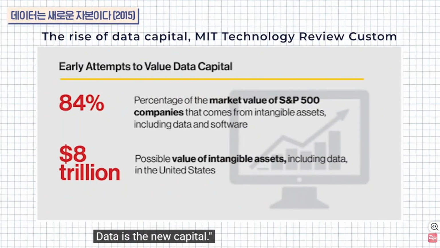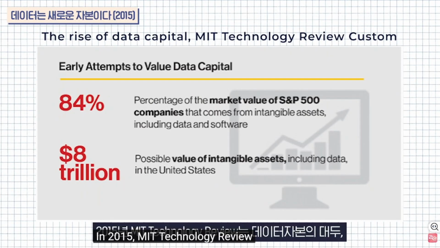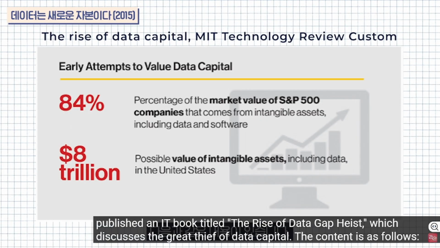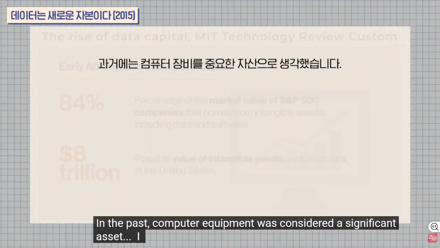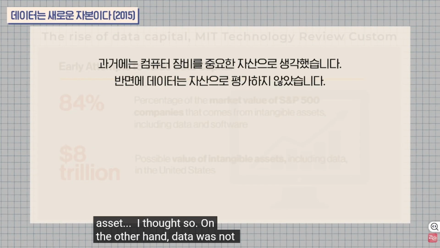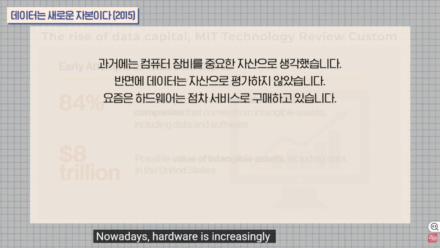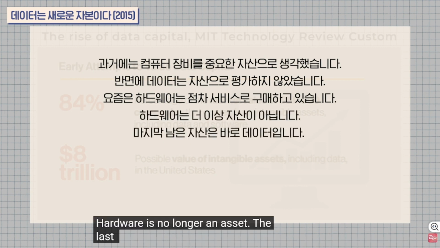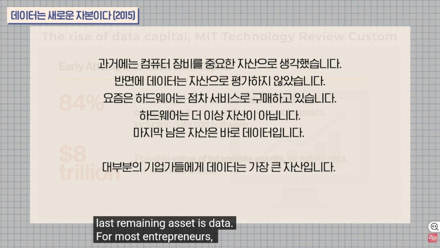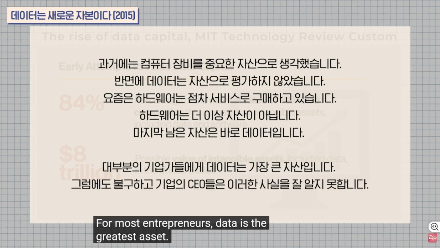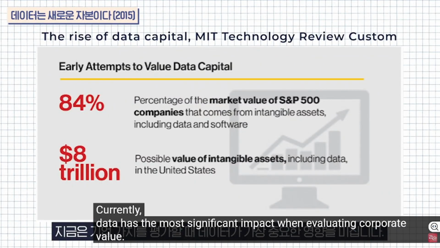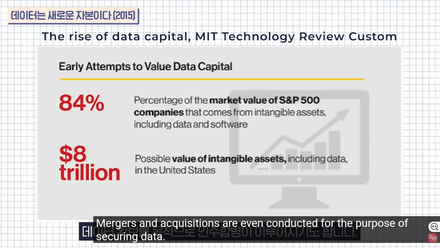데이터는 새로운 자본이다. 2015년 MIT 테크놀로지 리뷰는 데이터 자본의 대두, 더 라이즈 오브 데이터 캐피털이라는 아티클을 발간했습니다. 다음과 같은 내용이 있습니다. 과거에는 컴퓨터 장비를 중요한 자산으로 생각했습니다. 반면에 데이터는 자산으로 평가하지 않았습니다. 요즘은 하드웨어는 점차 서비스로 구매하고 있습니다. 하드웨어는 더 이상 자산이 아닙니다. 마지막 남은 자산은 바로 데이터입니다. 대부분의 기업가들에게 데이터는 가장 큰 자산입니다. 그럼에도 불구하고 기업의 CEO들은 이러한 사실을 잘 알지 못합니다. 지금은 기업 가치를 평가할 때 데이터가 가장 중요한 영향을 미칩니다. 데이터 확보를 목적으로 인수합병이 이루어지기도 합니다.